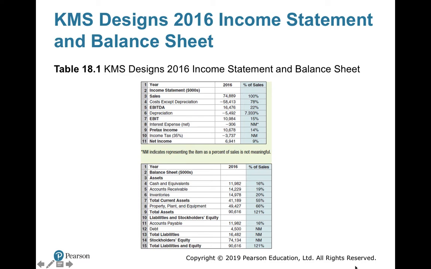In this question for 2016, the income statement and balance sheet for KMS design is provided to you. You see here, as I said to you in the previous slide, sales percentage of sales is 100%. Cost except depreciation, 78% of the sales. EBITDA, 22% of the sales. Depreciation, 7.333% of sales. EBIT, 15% of sales.